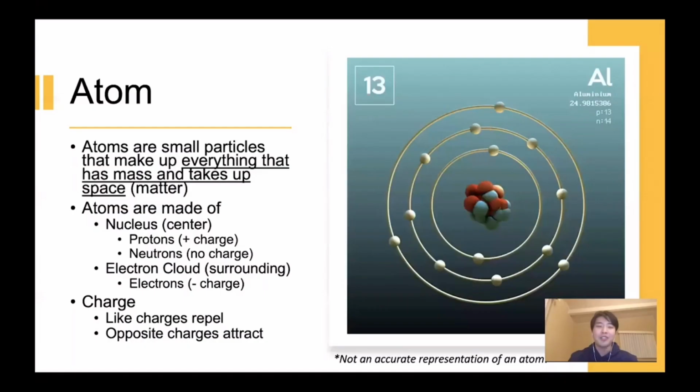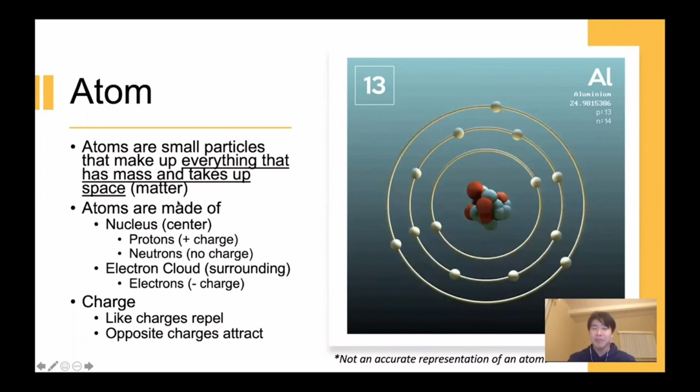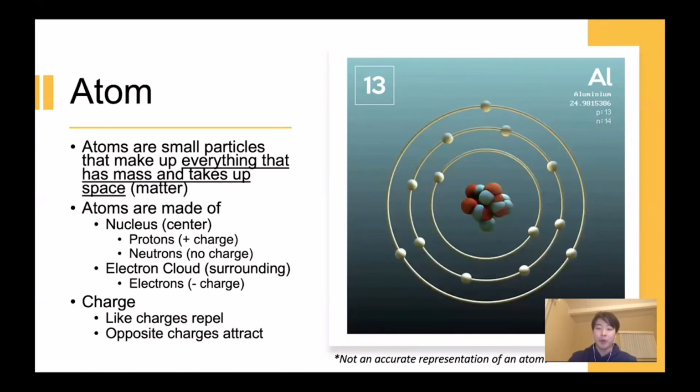So to talk about electricity, we have to really go down to the fundamental particle called the atom. Atoms, I'm sure many of you have learned already. Just to review, atoms are what? A small particle that makes up everything that has mass and takes up space. The underlined word is actually matter. Everything that has mass and takes up space is called matter, and it's made of what? Atoms.